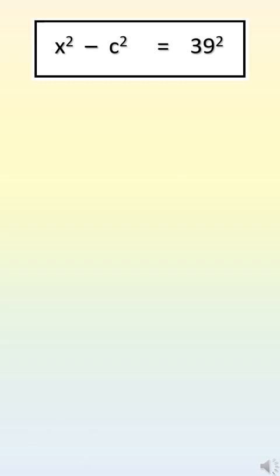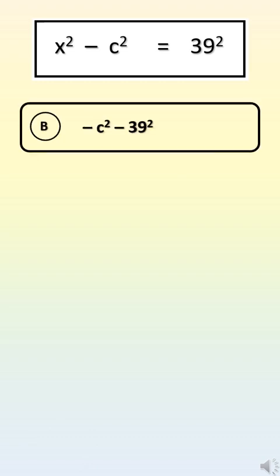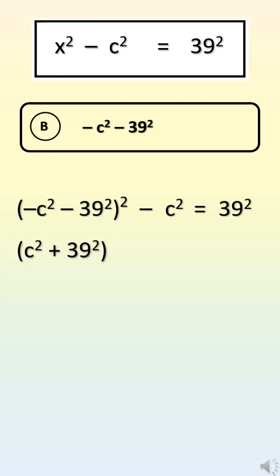Finally, we get to option B, minus c squared minus 39 squared. Let's substitute that into our equation. Open bracket, minus c squared minus 39 squared, close bracket, all squared, minus c squared equals 39 squared. Now inside that bracket, we've got two negatives. We turn those into two positives.